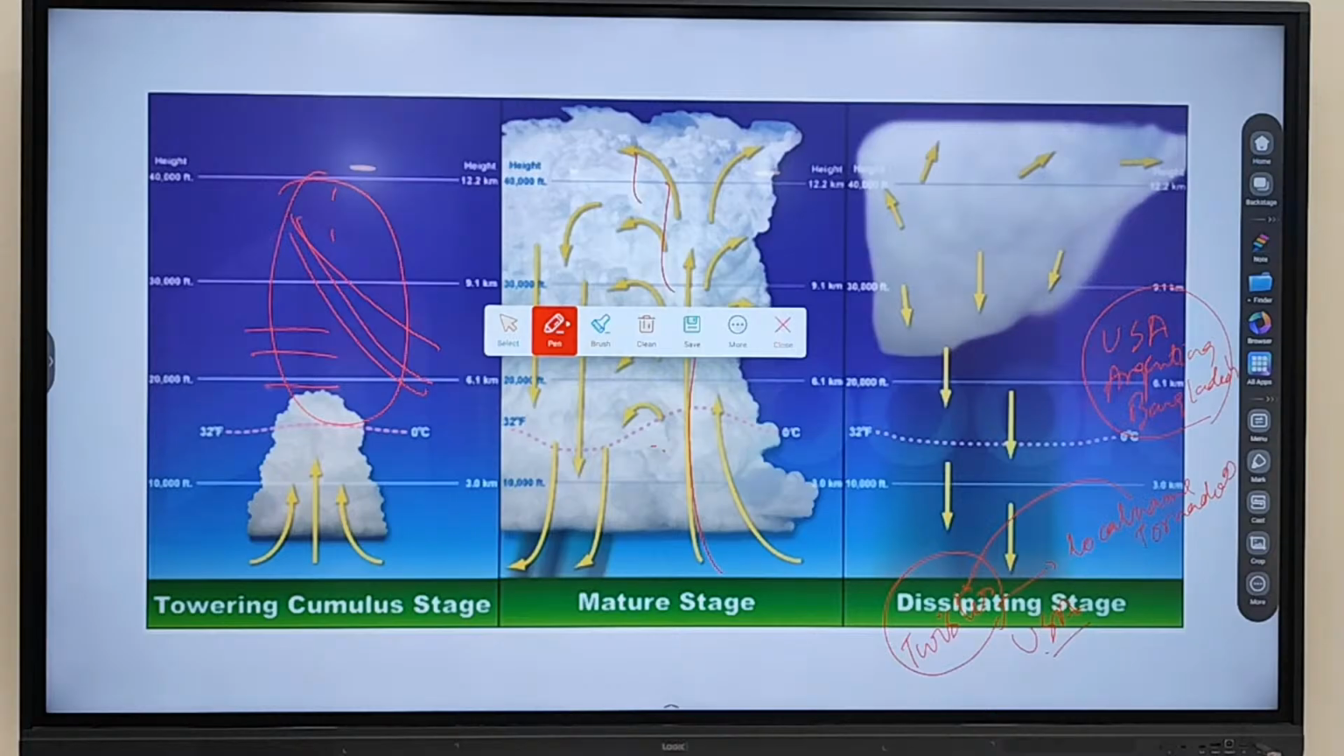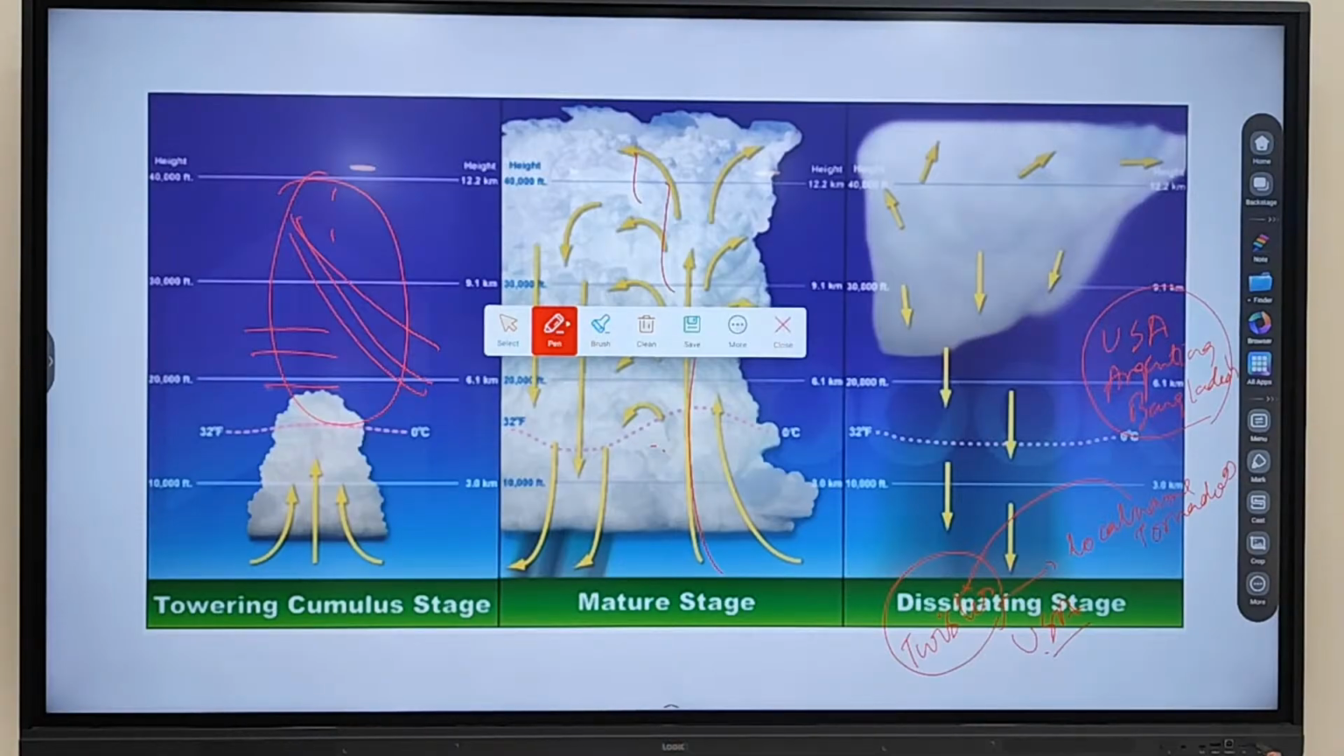Clear? So how do you define the term thunderstorm or tornadoes? Thunderstorms are short duration local storms which cause heavy rainfall accompanied by thunder and lightning. Clear? This is how you define the term thunderstorm.